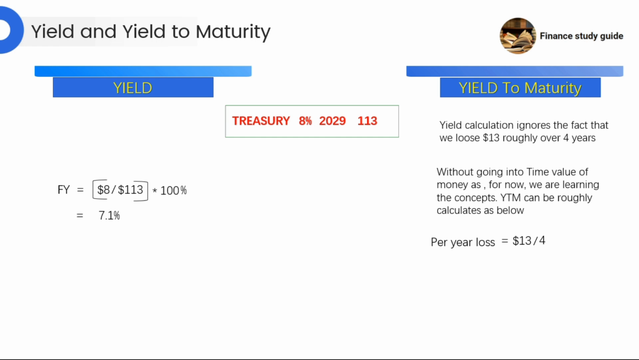So, a bit rough and ready, if I were to take the $13 and divide it into 4 chunks, that's for the 4 years, I'm looking at basically a $3.25 loss every year. And to turn that into a yield to maturity, all I need to do is the following. Roughly speaking, I get an $8 coupon, I lose $3.25 as a sort of capital loss every year, and I want it as a return on my original investment. So I could say the true yield to maturity, the YTM, is more like 4.2%, which is much lower than the 7.1% yield.